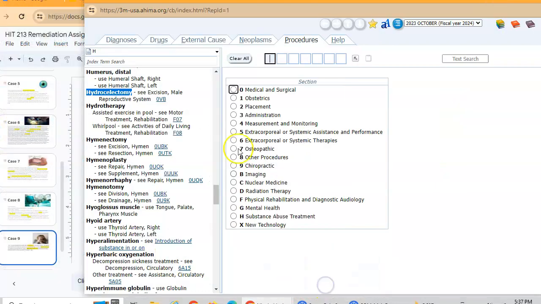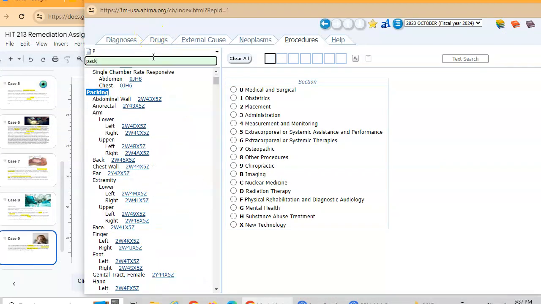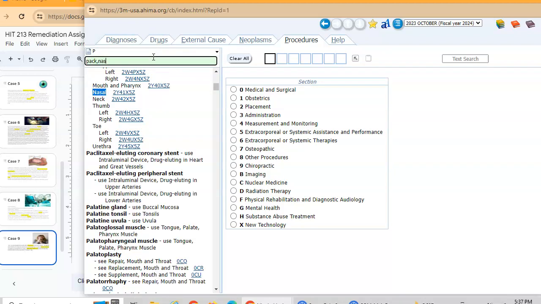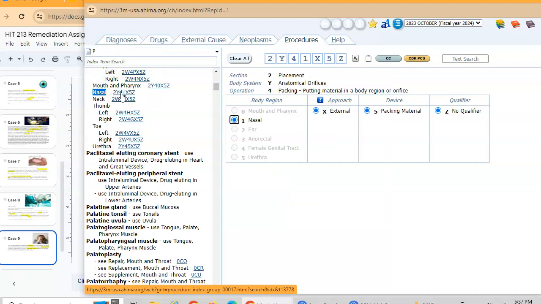So you could Google nasal packing for this, and we'll try packing, nasal, and that one's extremely straightforward. So it is 2Y41X5Z for our code. I don't think I'm going to make it, so I'm going to stop this, and I guess I'll start a new one for the last case.